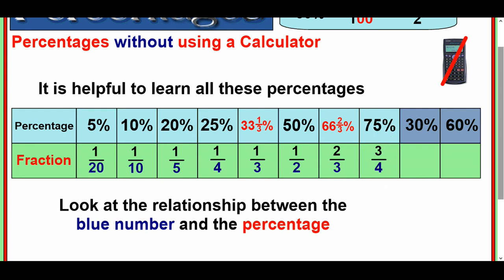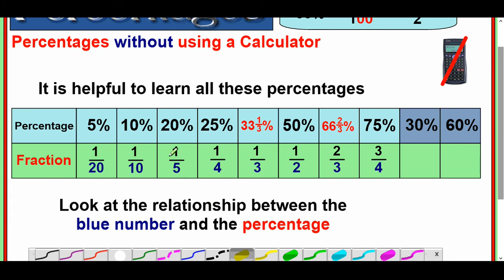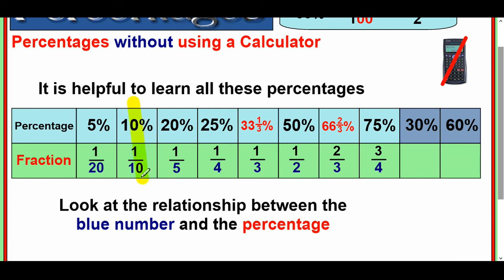Now that idea translates here as well. If we know that 10% is a tenth, then we can work out what 30% is, because it's 3 lots of tenths, isn't it? Three 10% make up 30, so that would be just 3 tenths. And it's the same with 60%. That's just 6 lots of this, so that'd be 6 tenths. Okay, in the next lesson we'll look at how to calculate some of these values.